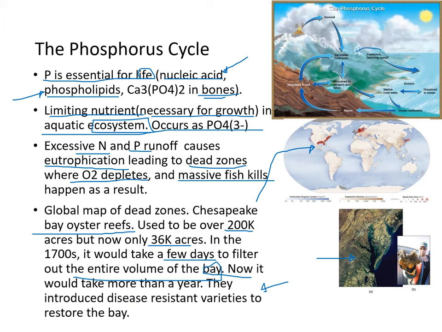So fertilizers and leaching runoff go into the ocean. From the ocean, it reaches the rocks and gets dissolved in soil. And volcanoes can release aerosols that contain phosphates, and then that comes down as terrestrial food waste, and that gets dissolved in water again.